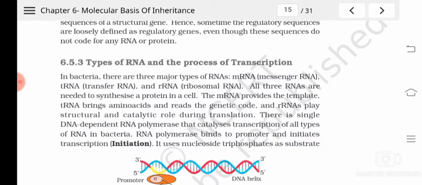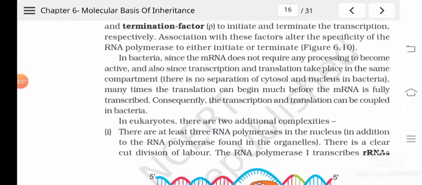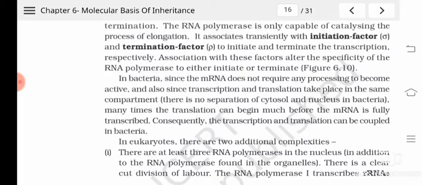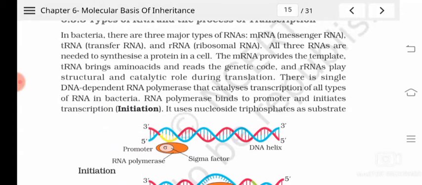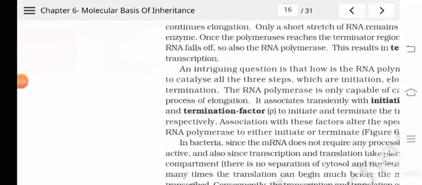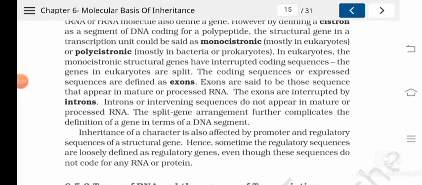Okay, and when you compare prokaryotes and eukaryotes, in eukaryotes there are 3 RNA polymerases. I told you, in prokaryotes there is only 1 RNA polymerase for all the tRNA, rRNA and mRNA. But in eukaryotes there are 3 different types of RNA polymerases.